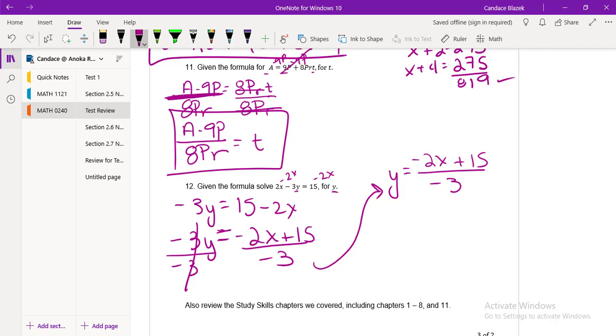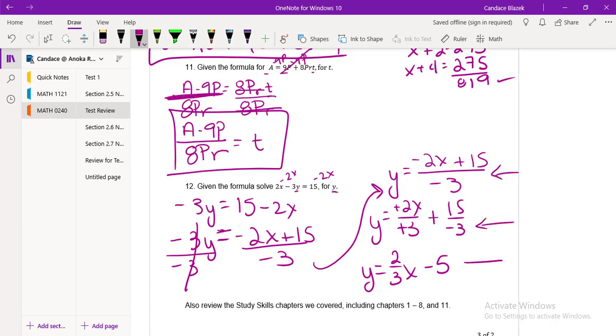I can write both the first and second term of the numerator over a negative 3. That is one example. So negative 2x over negative 3 plus 15 over negative 3. And notice that a negative divided by a negative turns it positive. And then to simplify, y I can write as 2/3 x minus 5. Now, any of these three answers are correct, but which one you would use would depend on what you would be using it for.